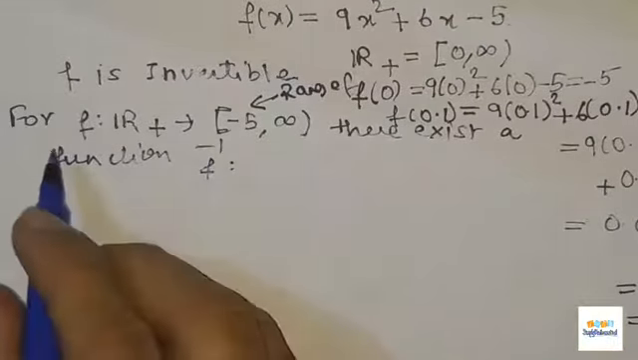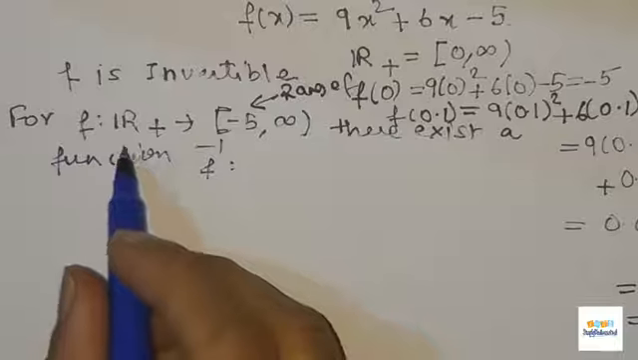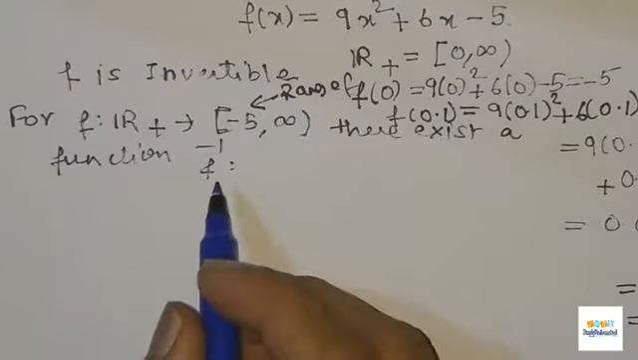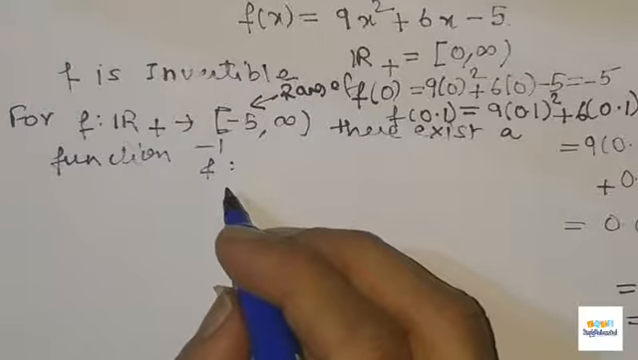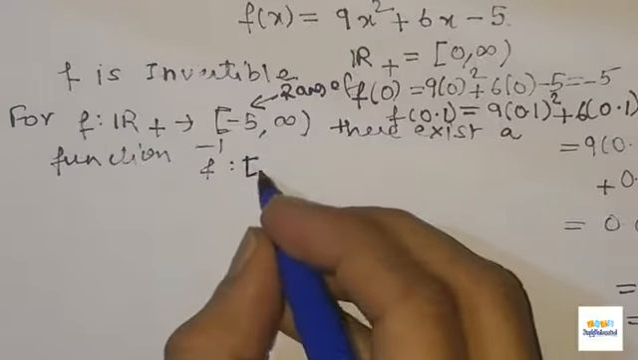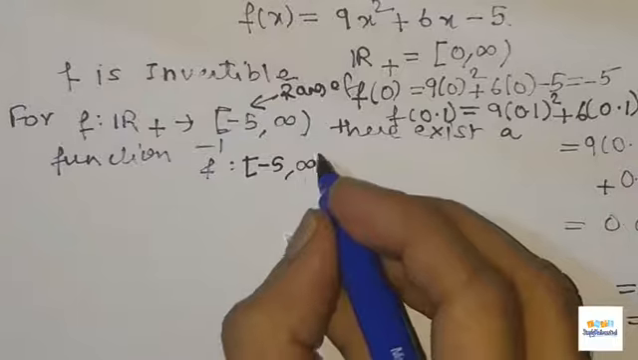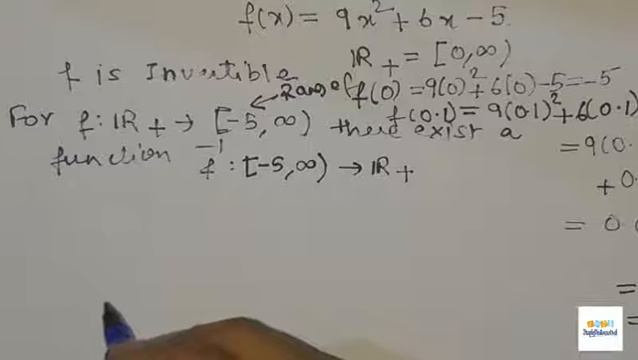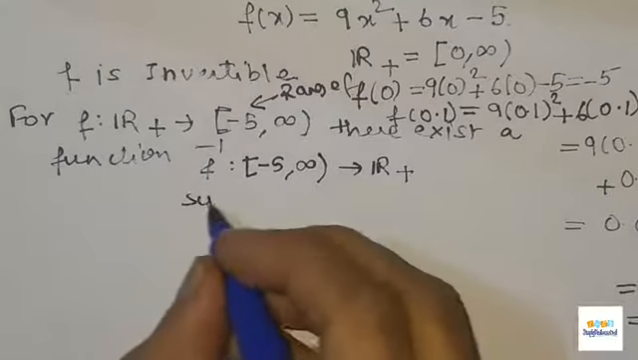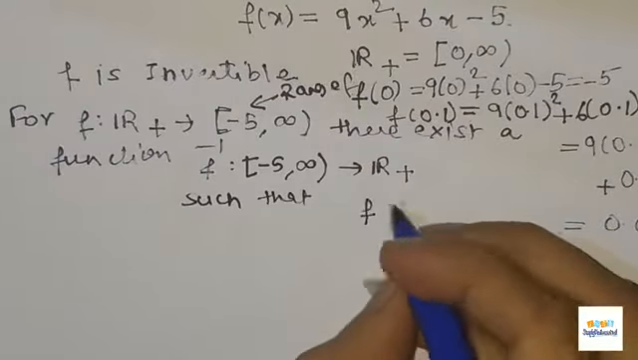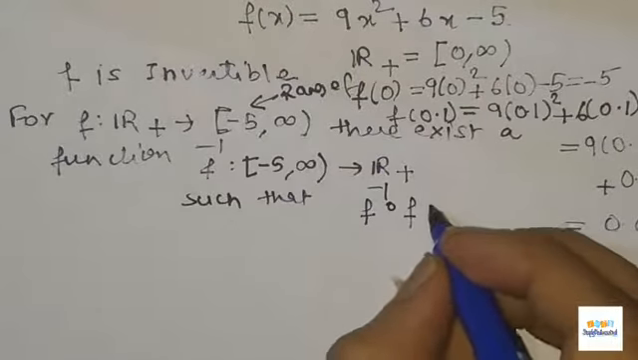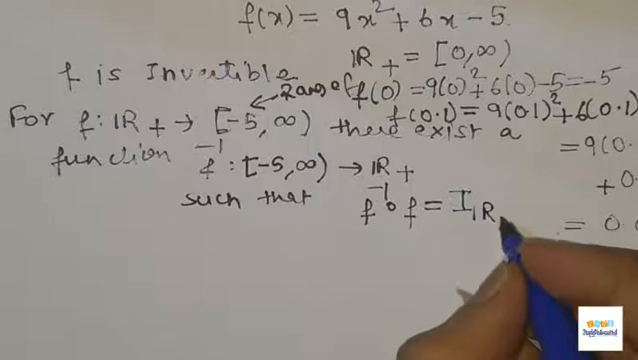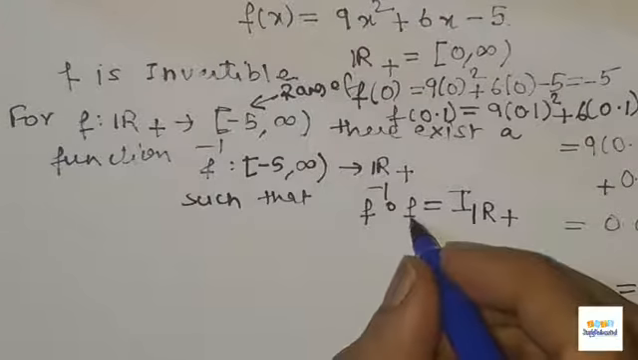Now what we have to prove is, for f from R plus to closed -5 comma infinity, there exists a function given by f inverse. Now this function should be from the range of f, that is -5 to infinity, to the domain of f, that is R plus, such that f inverse composition f is equal to I R plus, that is nothing but the domain of f.